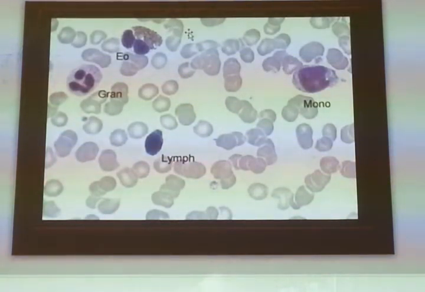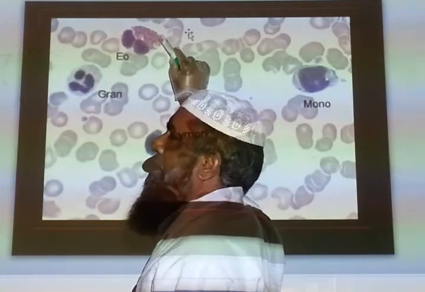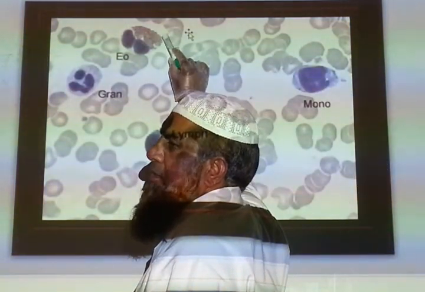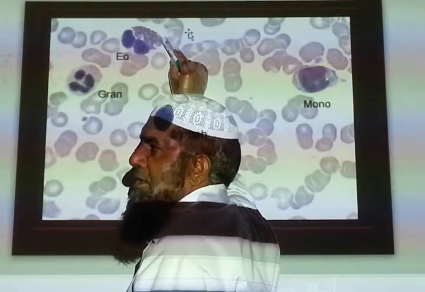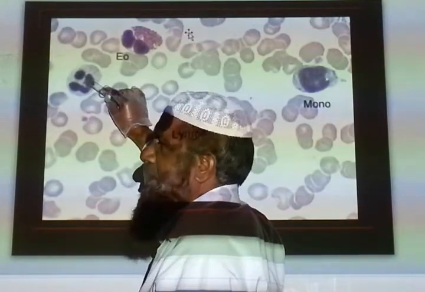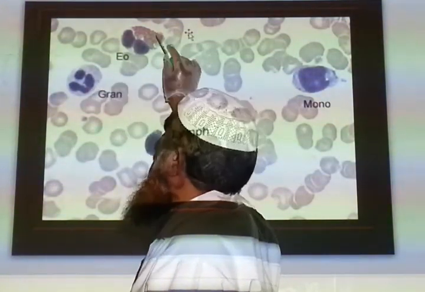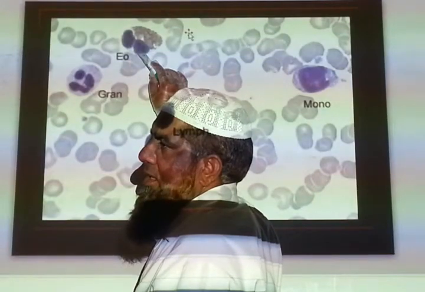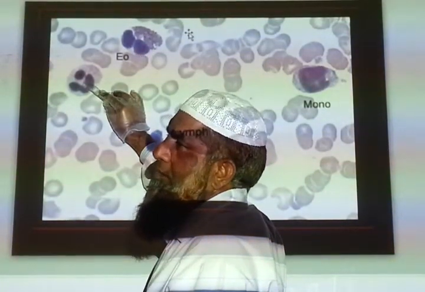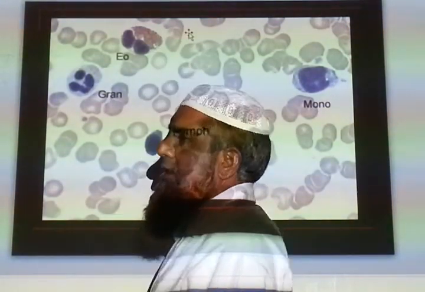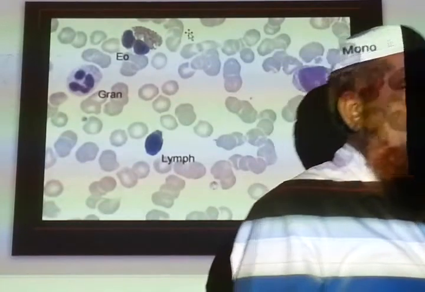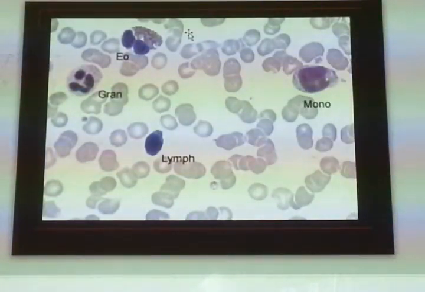So the main difference is in the granules. You will identify the eosinophil from the granules. Eosinophil granules are red, larger in size, thick, and red in color. Neutrophil granules are pinkish blue and a bit smaller. So these are neutrophils with pinkish blue, small granules. Thick red granules, eosinophil. This is the main difference. The main difference is in the granules, not in the lobes. Clear?